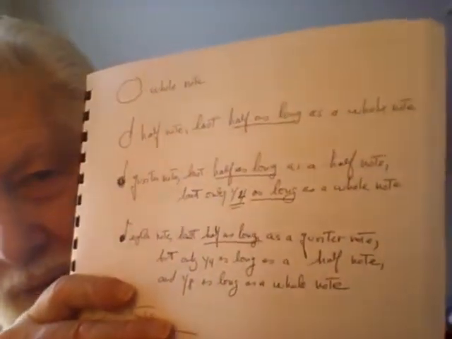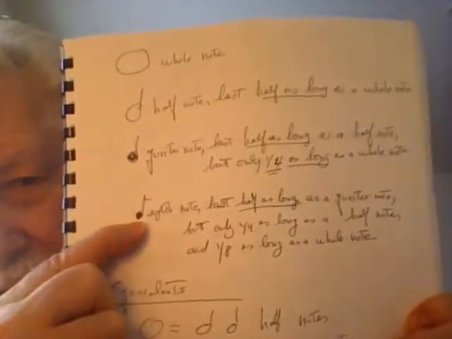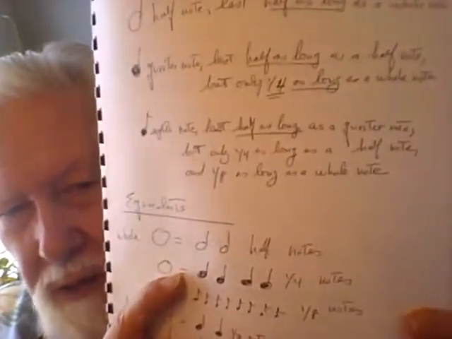There's a whole note. There's a half note. You see that? Half note, quarter note, eighth note. Notice the flag, as we said before. And then what we have here is the equivalence. If you take a whole note, it's equivalent to two half notes. If you take a whole note, it's equivalent to four quarter notes. If you take a whole note, it's equivalent to eight eighth notes. So anyway, you go through all of that. This is about how long notes are and what they look like.